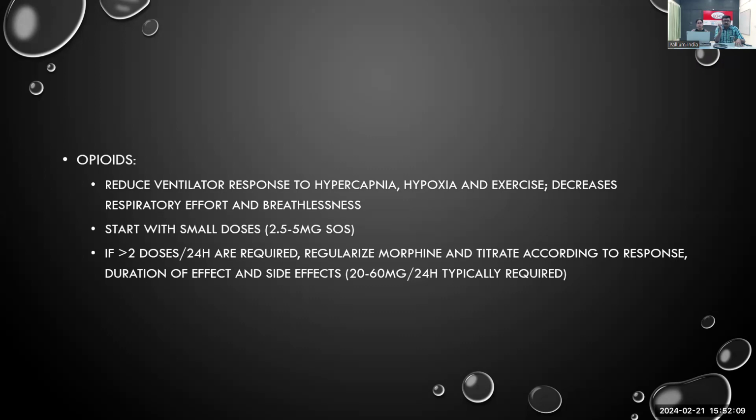You tell them take a quarter tablet twice daily, or a half tablet twice daily, and then you titrate it accordingly. You can either increase the frequency, from twice daily to thrice daily, 4 times daily, 6th hourly, 8th hourly, and maybe 4th hourly, or you can increase the dose also. Typically, based on the degree of breathlessness, what will be required goes up to 20 to 60 milligram in 24 hours. These are divided doses, not a single bolus dose.